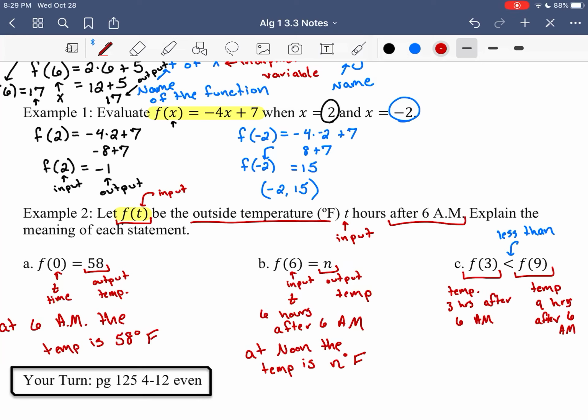Okay, so this tells me the temp 3 hours after 6 a.m. is less than the temp 9 hours after 6 a.m. So 3 hours after 6 a.m., 6, 7, 8, 9. So we'd say the temp at 9 a.m. is less than the temp at, what would that be, 3 p.m. if we're 9 hours after 6? So the temp at 9 a.m. is less than the temp at 3 p.m.